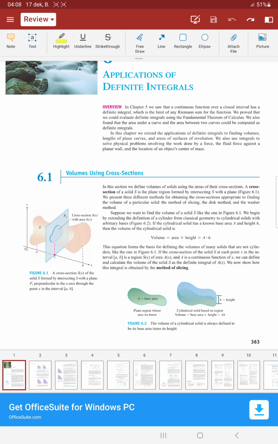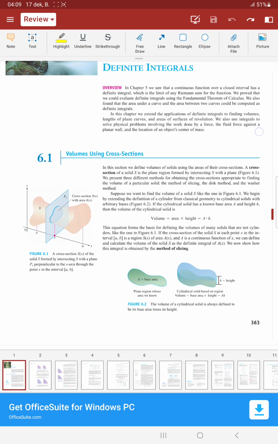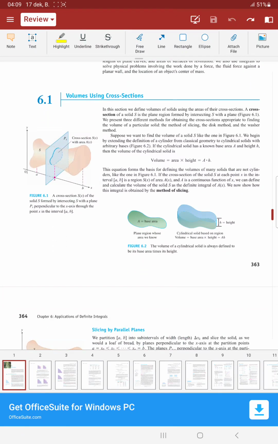You know that we solved exercises finding areas using rectangles, but we saw that it's so difficult, not maybe difficult, but confusing and time consuming. That's why we have integrals. Okay, so 6.1 is about volumes using cross sections.